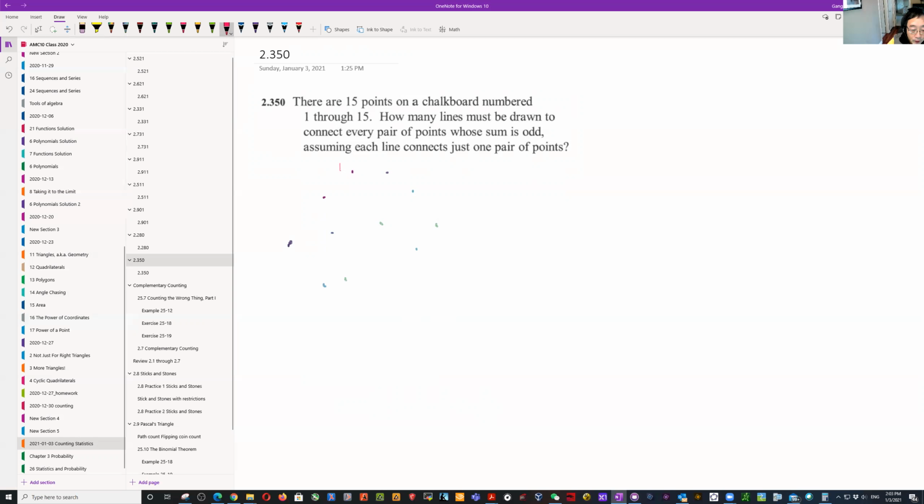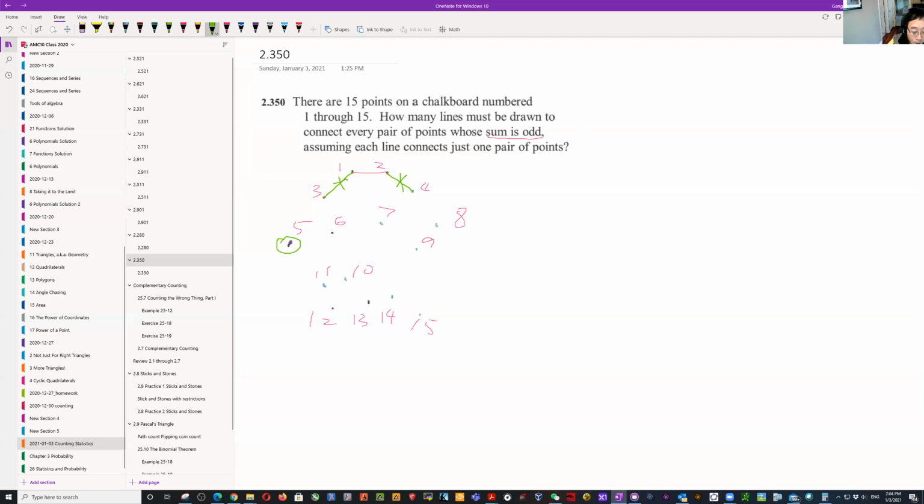Basically, if you label them 1, 2, 3, 4, 5, 6, 7, 8, 9, 10, 11, 12, 13, 14, 15, you begin trying to make connections where the sum is odd. This one works. If I use a different color, for example, 2 and 4 do not work. And 1 and 3 also do not work because they total 4. Soon I will find that the only way to get an odd sum is one even and one odd.